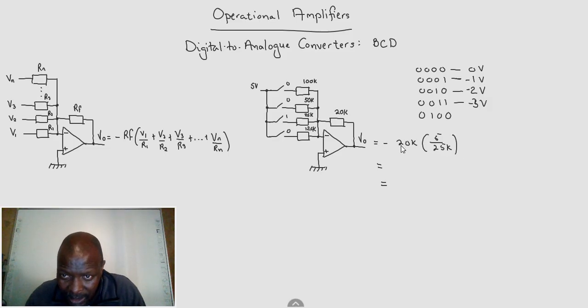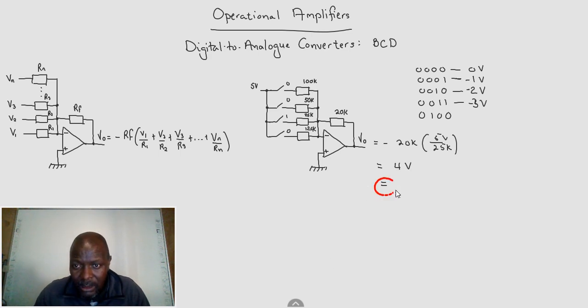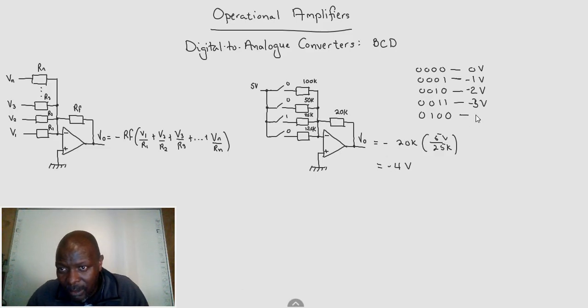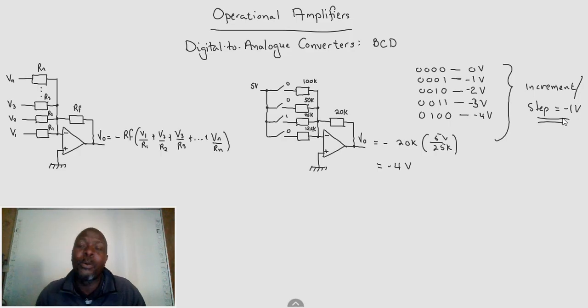As you can see, this 100k, V over 25k, that will be 100 divided by 25, which is going to be 4V. Now, as you can see, oh, we forgot, of course, that it's inverting. All right, this will be minus 4 volts. So each increment or step is equal to minus 1 volt. Okay, so we are incrementing by 1 volt each time.